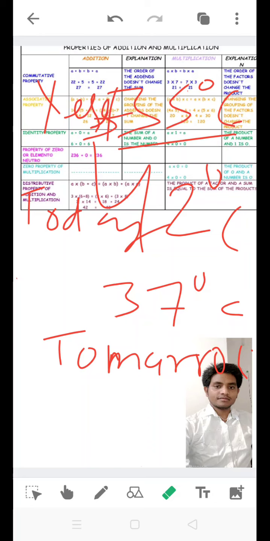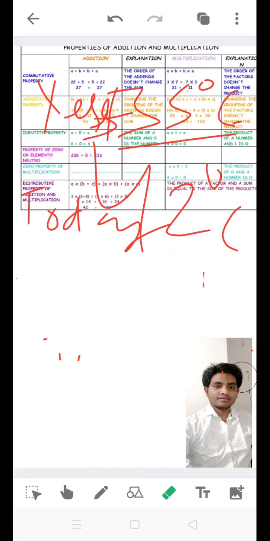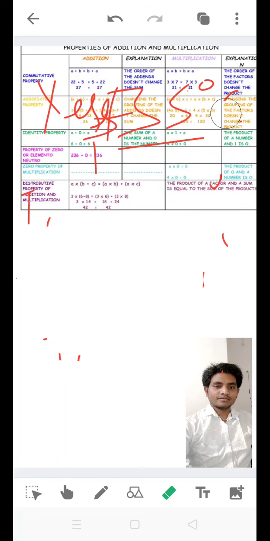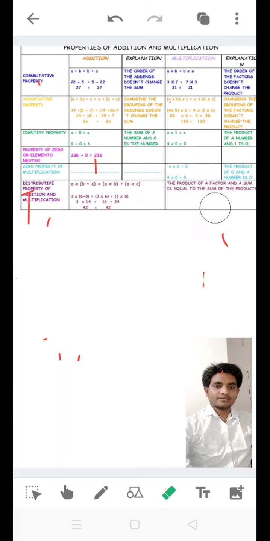Now the conclusion of this example is: when the temperature decreases, we denote the number by a negative integer, and when we increase the temperature, we denote it by a positive integer. Okay.